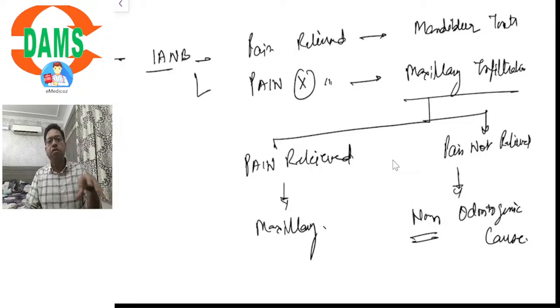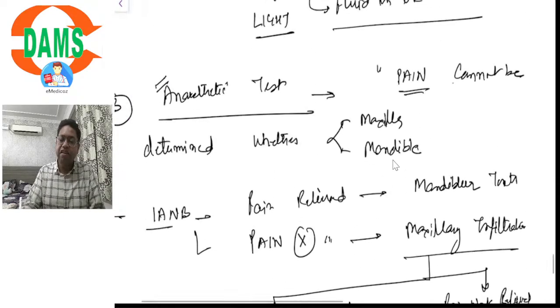We are focusing upon the odontogenic causes. So in situations where the arch of the tooth responsible for the offending tooth is not being identified, in such situations we can give selective anesthetic testing. So this is the indication for this test.